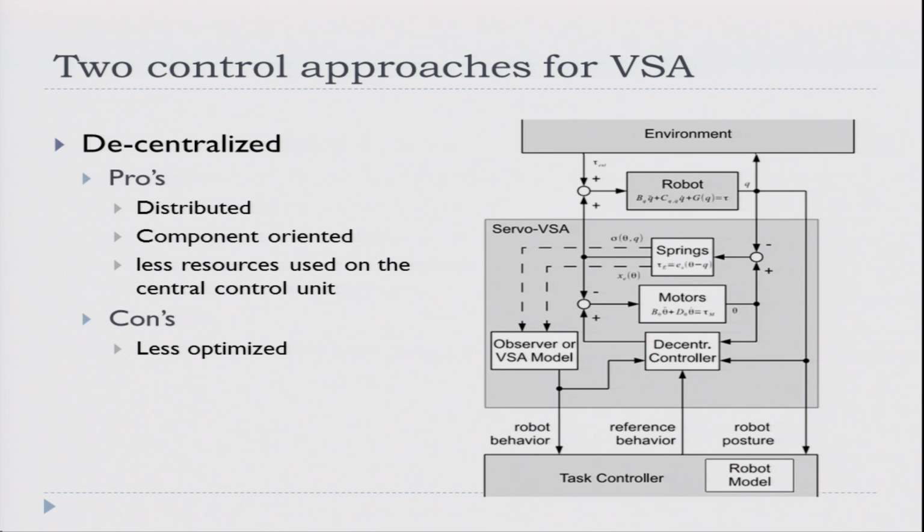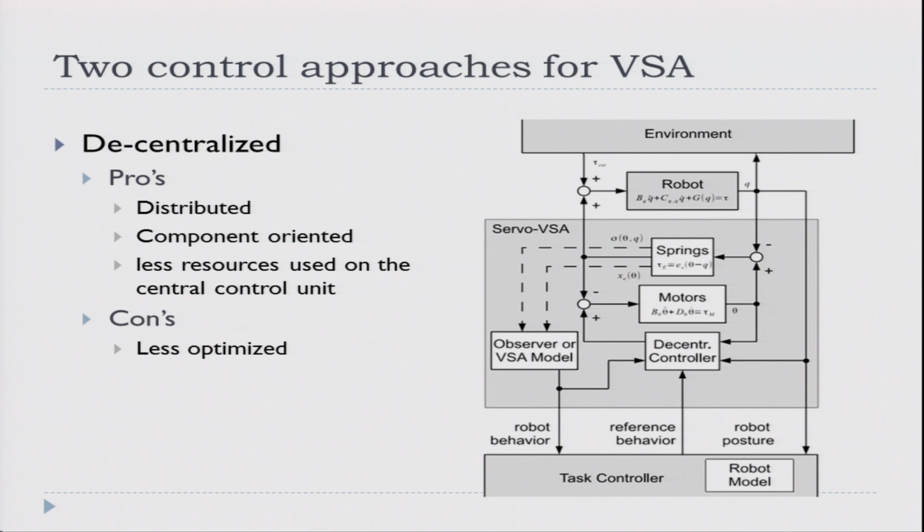So you have a decentralized controller on board of the system, which could be, I don't know, observers and so on. Essentially, the task controller gives the decentralized controller some reference behavior, which could be expressed, for example, in terms of reference position and stiffness, or it could be speed and torque. It could be a lot of different ways to define this. And then this decentralized controller takes the burden of controlling the servo VSA.